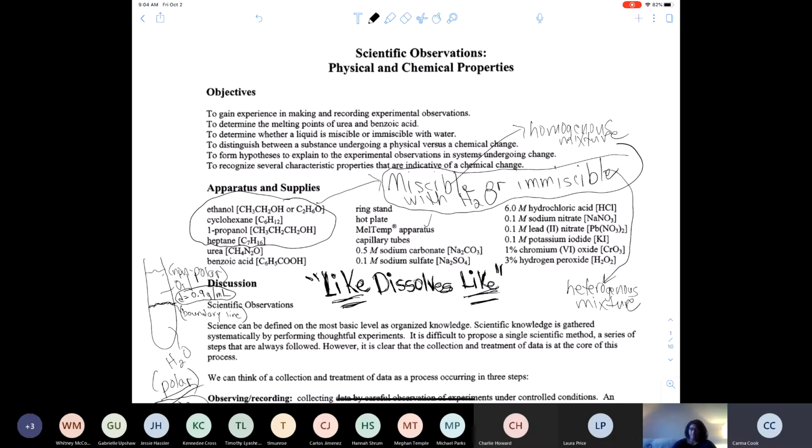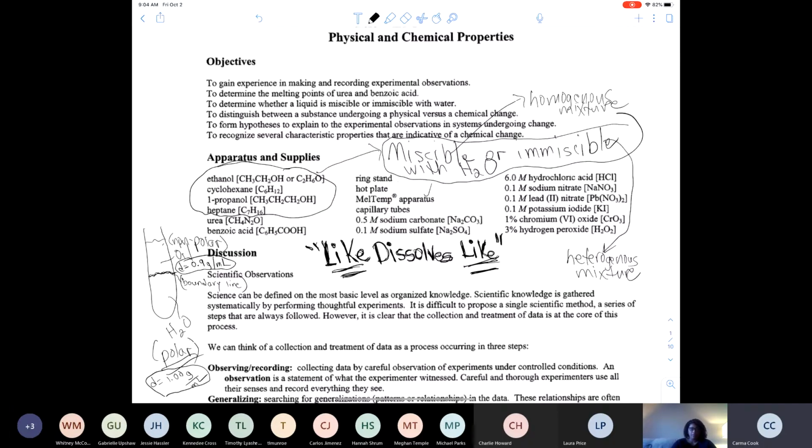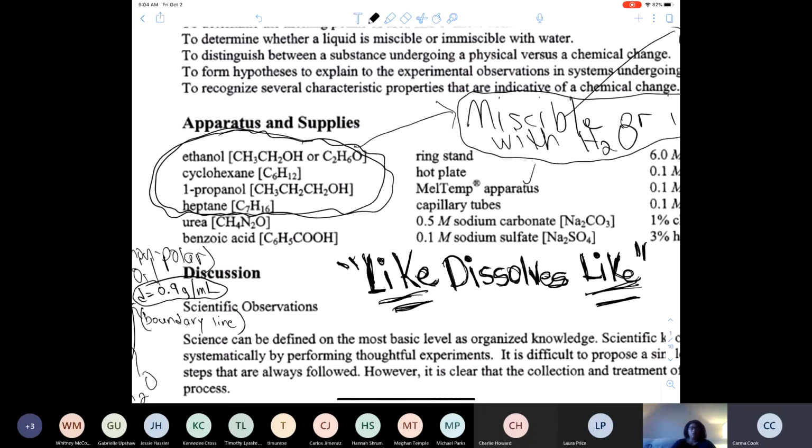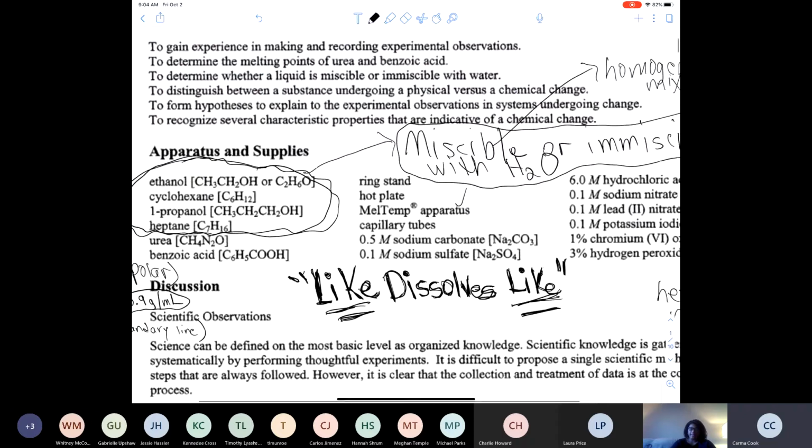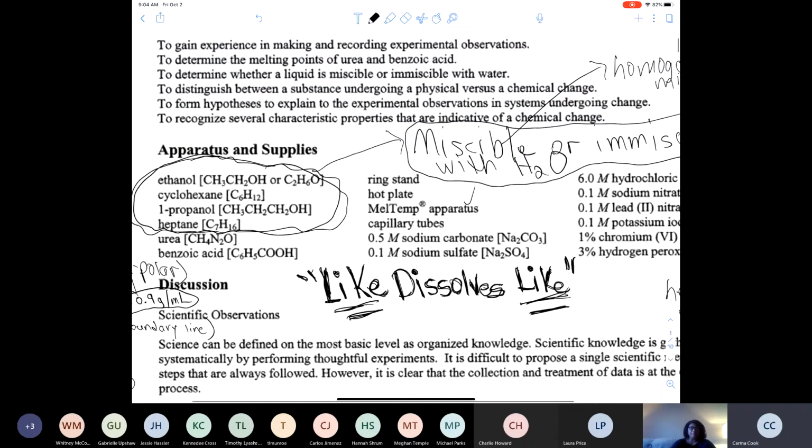And so for our miscibility experiment, to determine whether a liquid is miscible or immiscible in water, what that means is we're trying to determine whether or not that liquid can be dissolved by water. The four liquids that we will test to see if they are miscible or immiscible with water are ethanol, hexanol, 1-propanol, and heptane. Miscible means that the liquid can be dissolved by water.